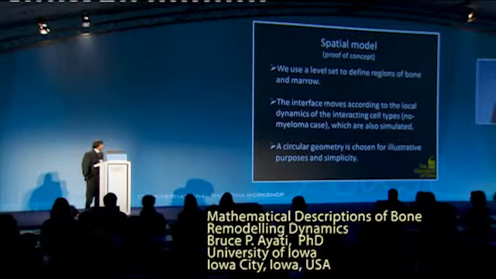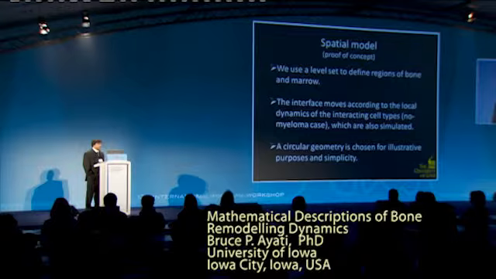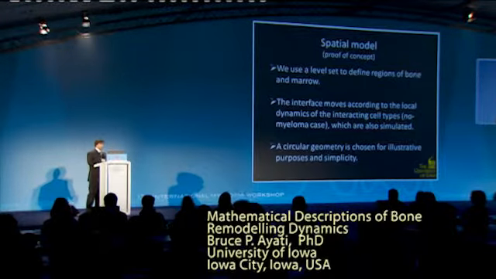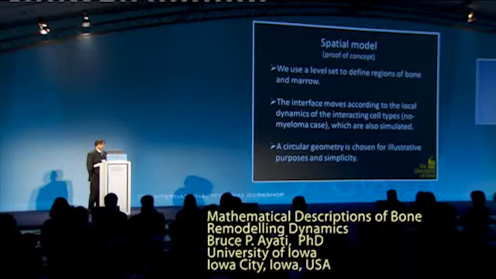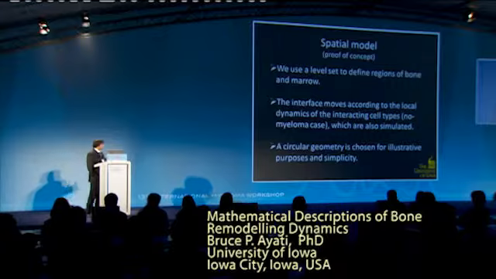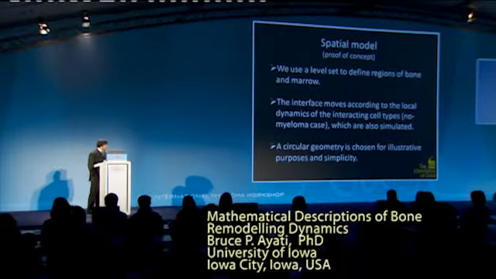So the first work is really just a proof of concept for our spatial model. So we're going to use a level set to define the regions of bone and marrow. So we're either in bone or in marrow. And the interface moves according to the local dynamics of the interacting cells. And we're dealing with the no myeloma case, and those cell types have to be simulated. So we're not just doing the interface. Once we have the regions of bone and marrow, we still have to have these cell populations within the marrow.